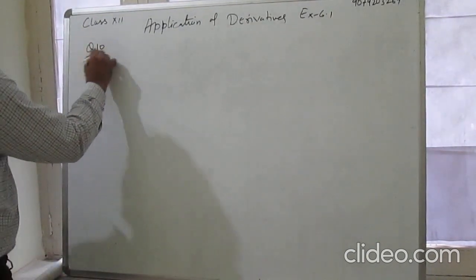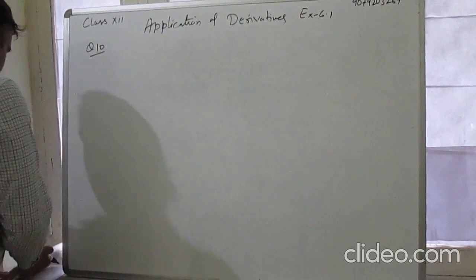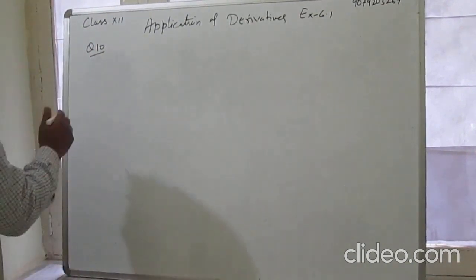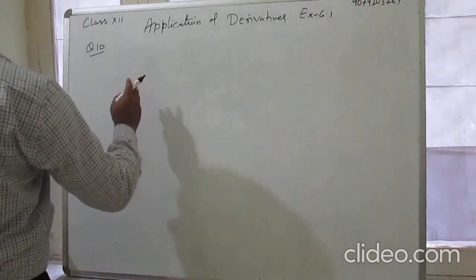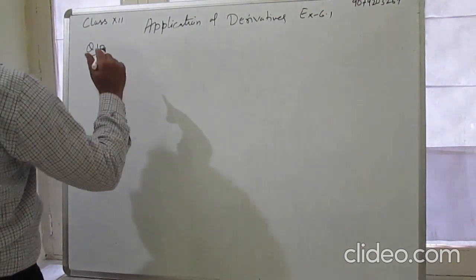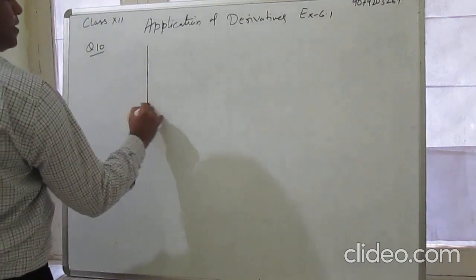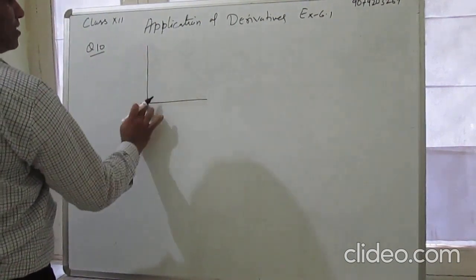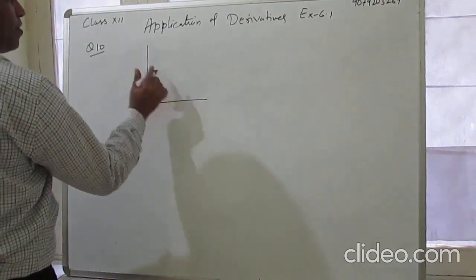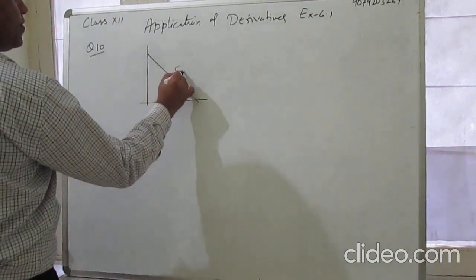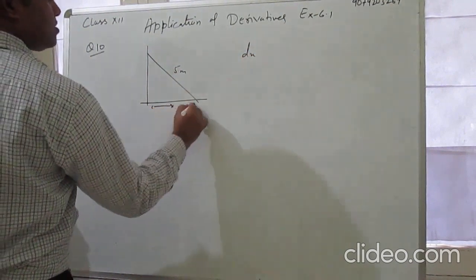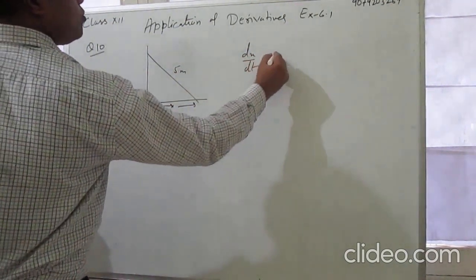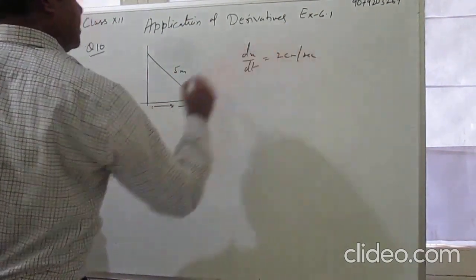Question 10. A ladder 5 meter long is leaning against a wall. The bottom of the ladder is pulled away from the ground at the rate of 2 centimeter per second. This is a wall and this is the distance from the ground to the ladder. This is 5 meter. Now dx/dt, this distance is x, is given to you as 2 centimeter per second.